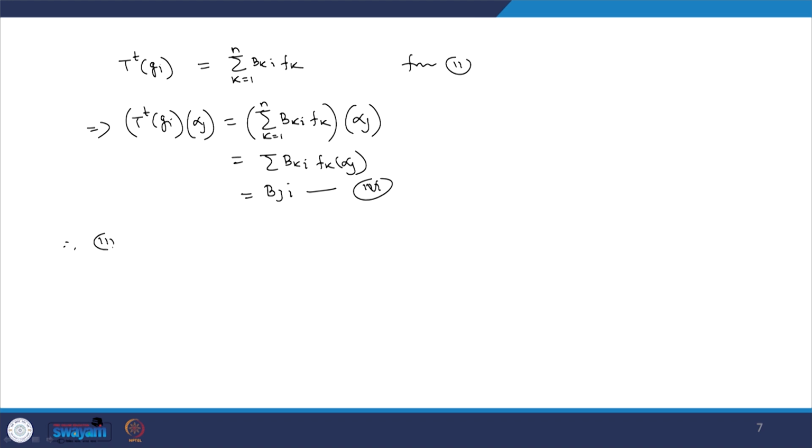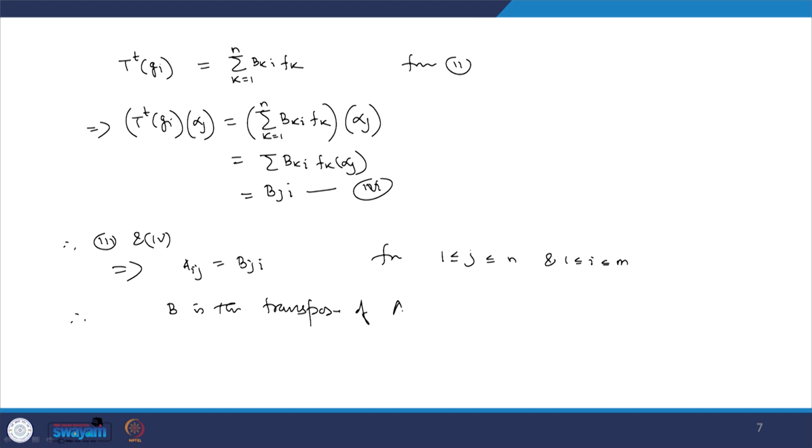So, 3 and 4 imply that A i j equals B j i for 1 less than or equal to j less than or equal to n and 1 less than or equal to i less than or equal to m. So, B is the transpose of matrix A. That is all the proof. So, we see that the matrix representation of T transpose is basically the transpose of the matrix representation of the linear transformation T.